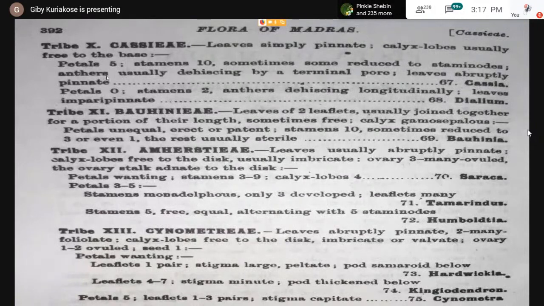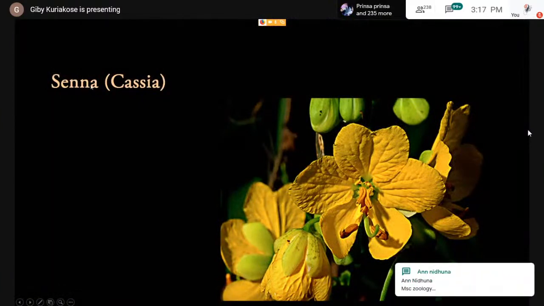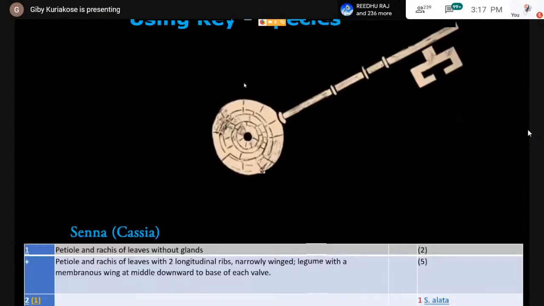Petals 5, you don't even need to go further, because only 2 genera are there. One is Cassia and the other one is Dalium. And now I've reached the genus. The new name of Cassia is Senna. So Senna or Cassia. And now you have to use the species key.